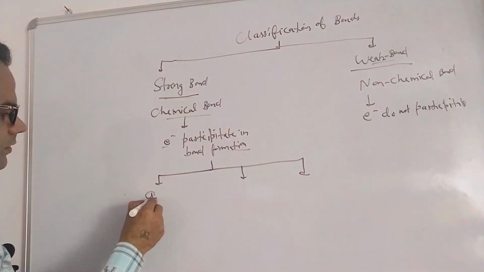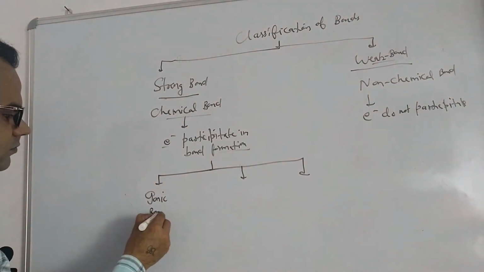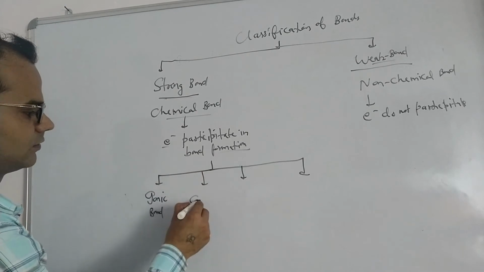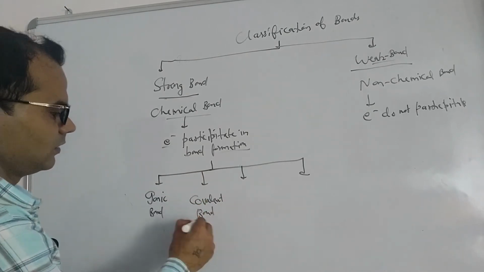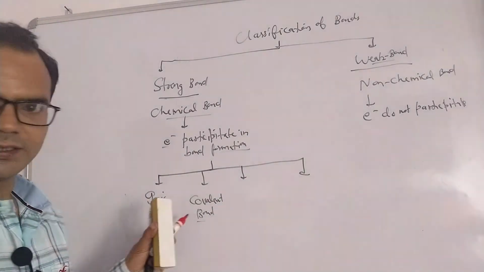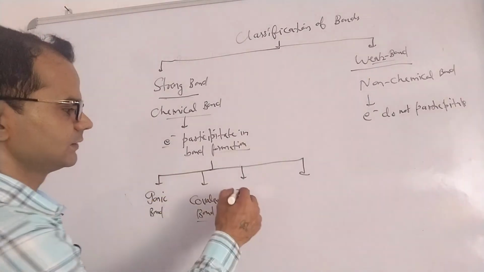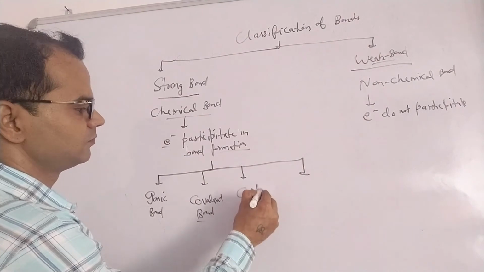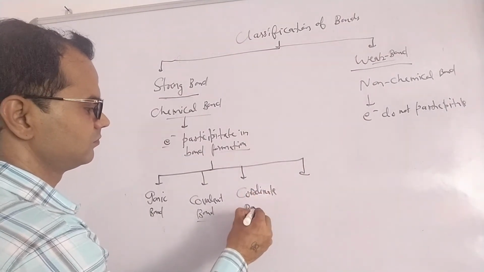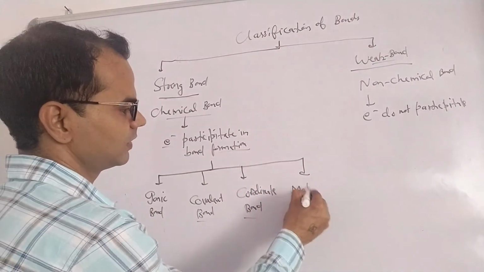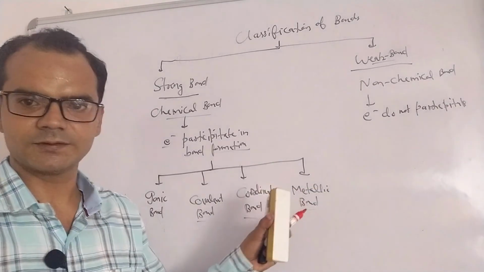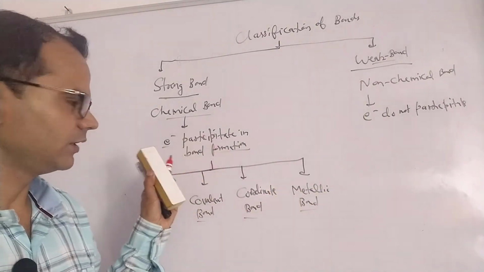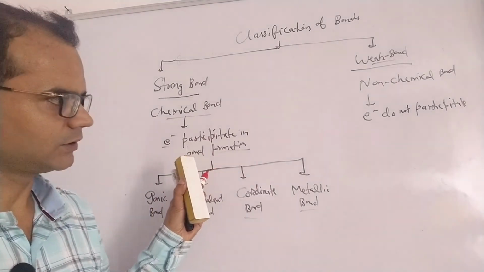First is ionic bond. Second is covalent bond. In 10th you also studied ionic bond and covalent bond. Third is coordinate bond. Fourth is a metallic bond. So basically we have 4 types of bond if electrons are involved in a bond formation.